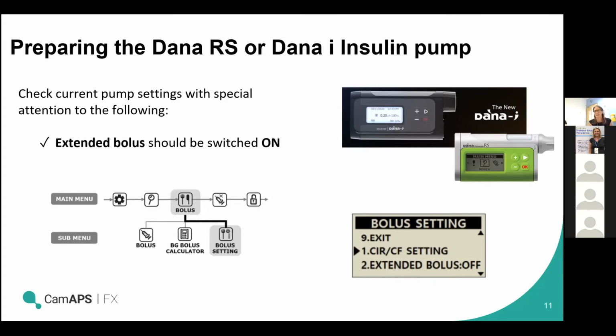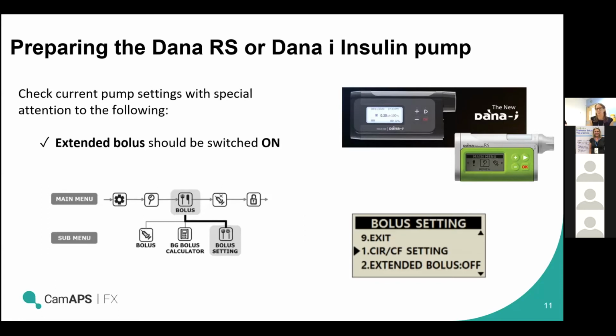So if the extended bolus is not enabled on the pump, you won't be able to start in auto mode, and when you try to start it in auto mode, it won't go in, and you'll get a message on the app saying you need to turn extended bolus on. So it will direct you to it, but that's really key in order to get up and running in auto mode. And you can see in the diagram where you can find that on the pump.